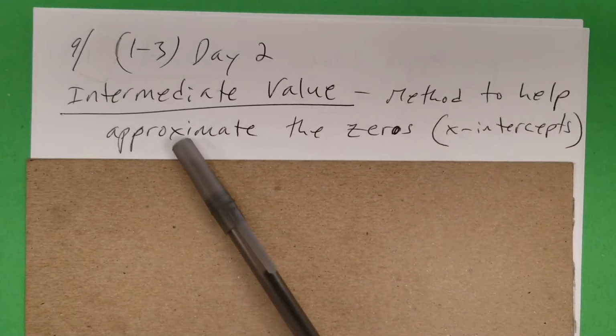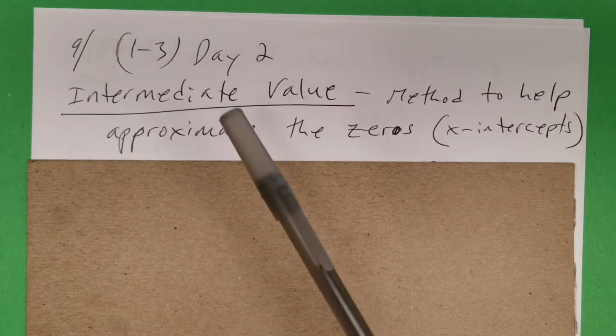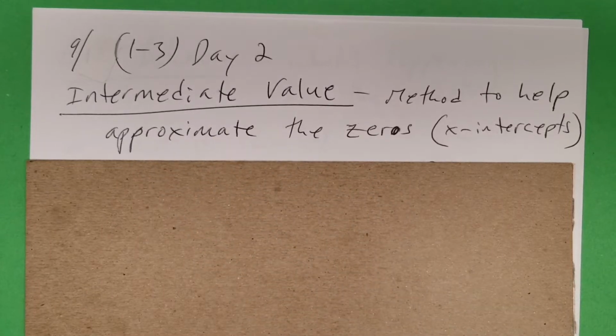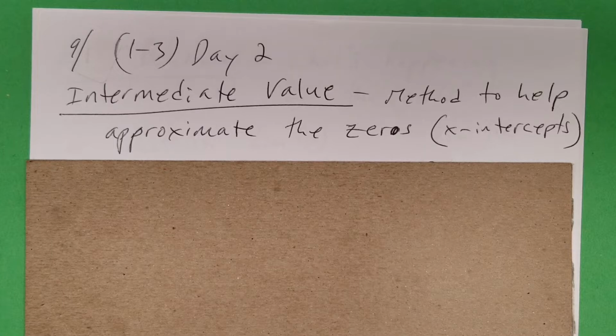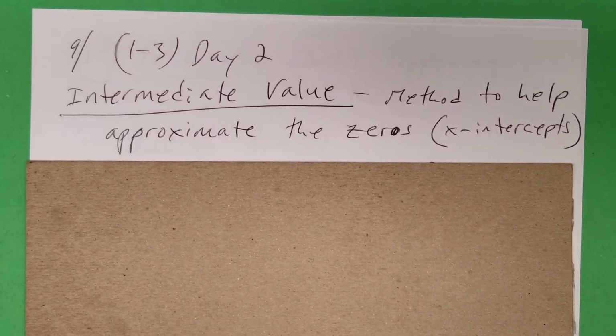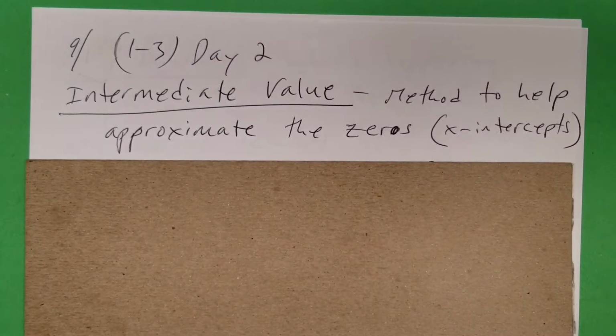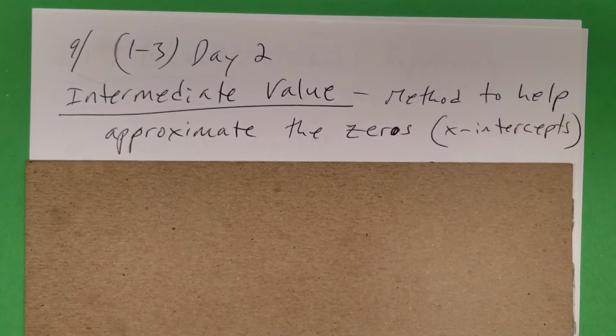Now, this is important: approximate. This method is not going to get us the actual x-intercepts like we did last time, right? Make y 0 and solve for x. We're not going to do that, okay? So this is going to be approximate. We're going to get really close to it. All right.